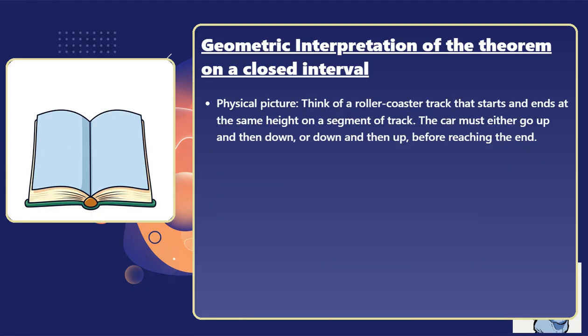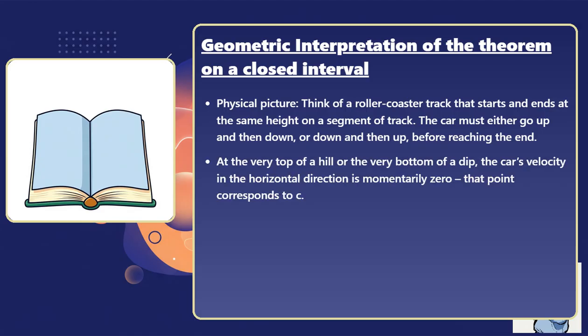Physical picture: think of a roller coaster track that starts and ends at the same height on a segment of track. The car must either go up and then down, or down and then up, before reaching the end. At the very top of a hill or the very bottom of a dip, the car's velocity in the vertical direction is momentarily 0. That point corresponds to c.